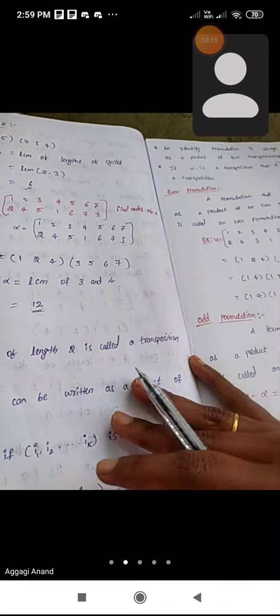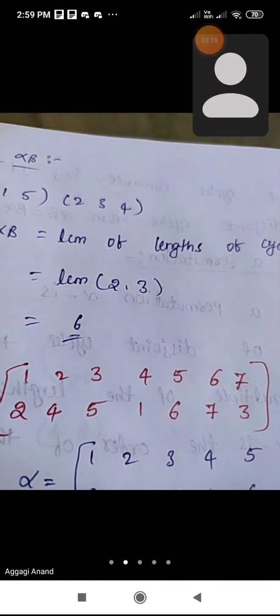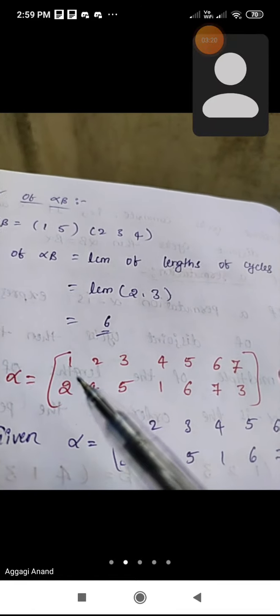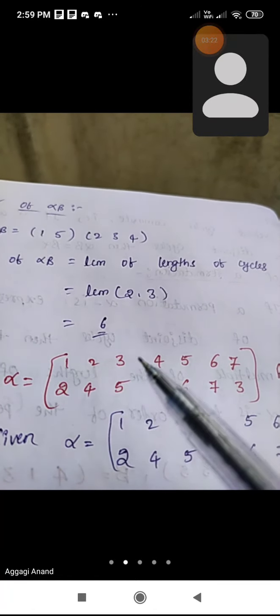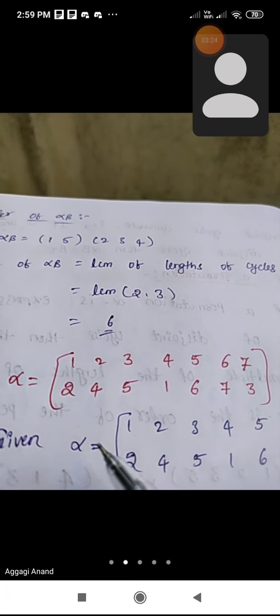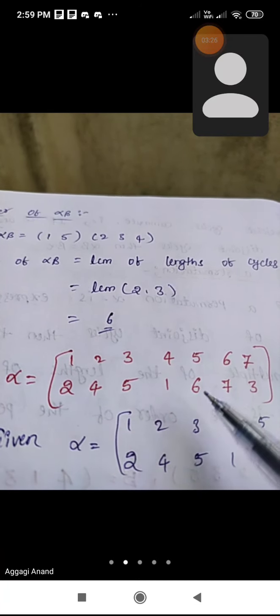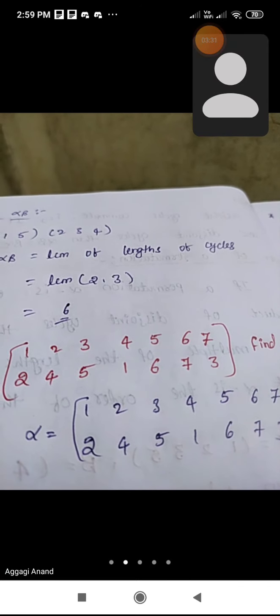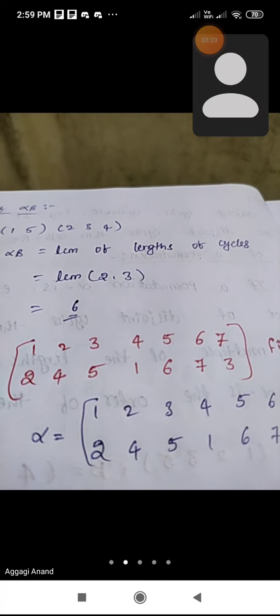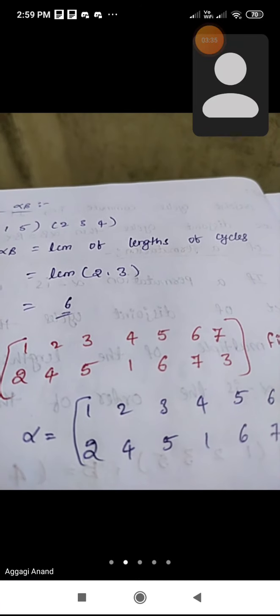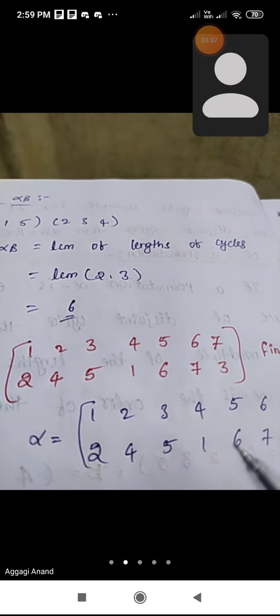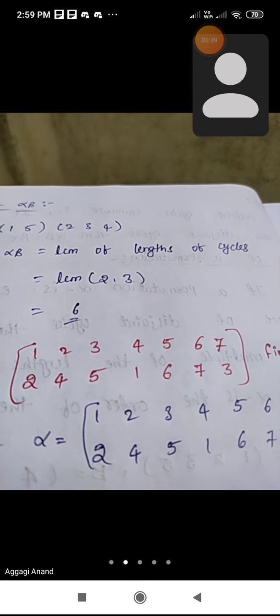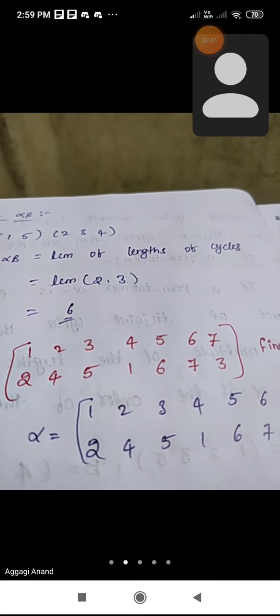I will give one example. This is the problem. Alpha is equal to 1, 2, 3, 4, 5, 6, 7, with images 2, 4, 5, 1, 6, 7, 3. Find the order of alpha. First, what do we have to do? Write down the disjoint cyclics.